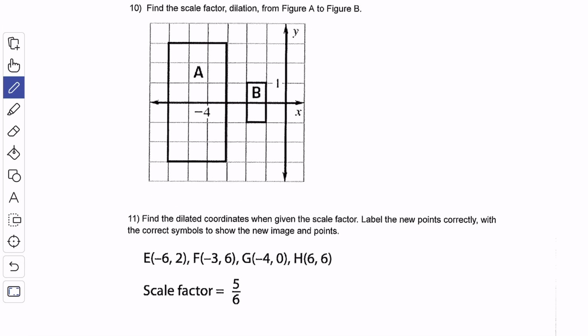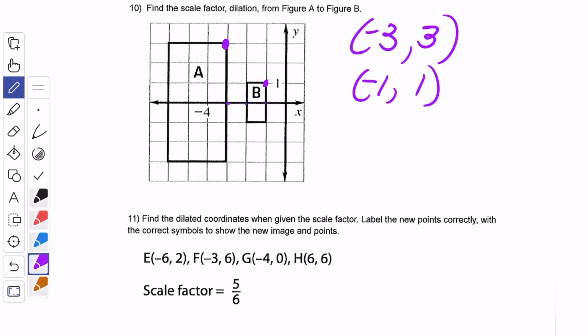Well, I see A is getting smaller. So when I do this, I need to think about what numbers I'm going to use that will make it smaller. I'm just going to pick this point here. So it's negative 1, 2, 3. So our X value is negative 3, and our Y value is positive 3. I'm going to pick this point since it corresponds with that point B, and that is negative 1 and 1.